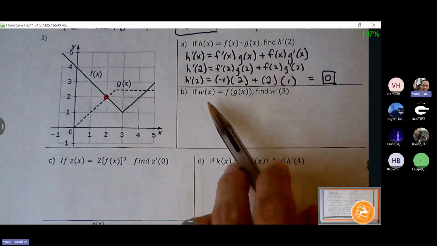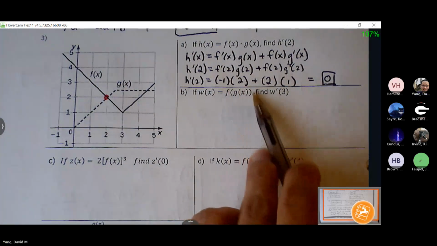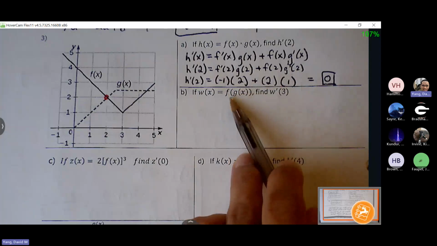Okay, part B, w of x equals f of g of x. What rule do we use here? Chain rule. This is inside, outside, inside, right? So we have to go through that process.